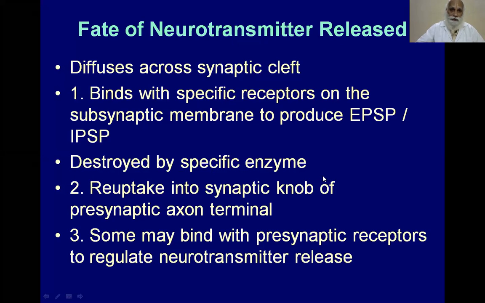It is also possible that reuptake into the synaptic knob occurs. Some is destroyed, some is taken up by the presynaptic axon, and some may bind to the presynaptic receptor to regulate neurotransmitter release. What enters will be used for resynthesis of the neurotransmitter, and the binding here is used for regulating the presynaptic part.